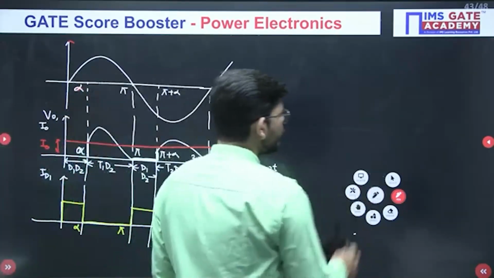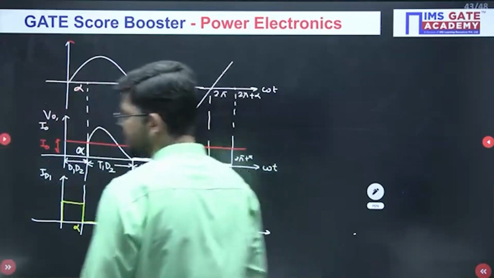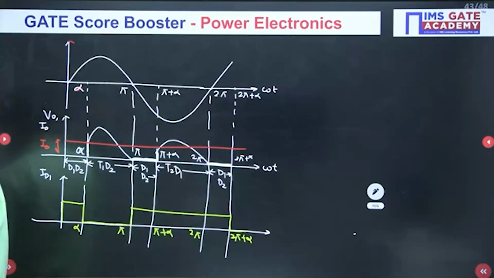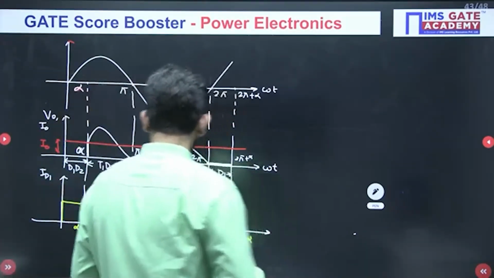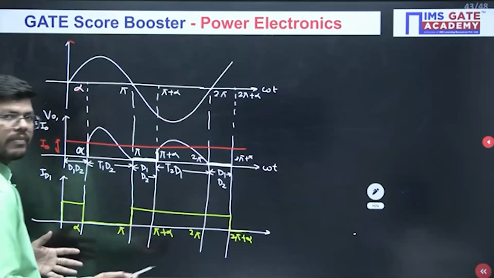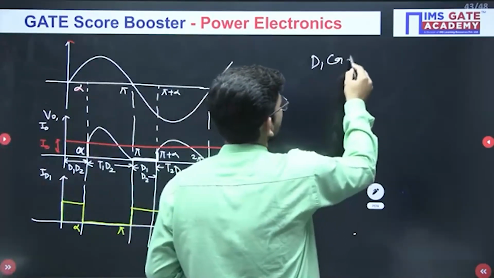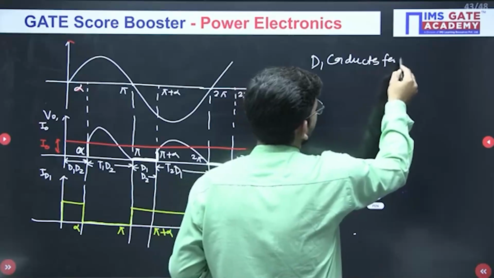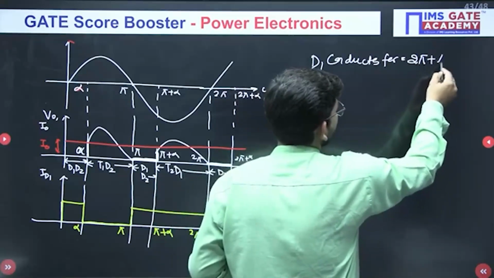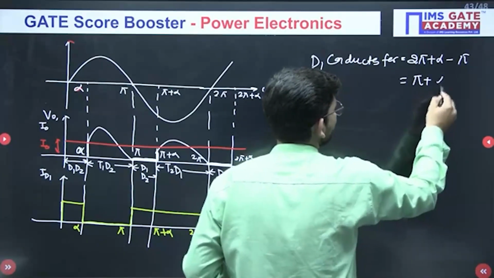So now if I ask you, in a 2 pi cycle, for what duration is our diode D1 conducting, what will be your answer? In a 2 pi cycle, D1 is conducting for pi plus alpha, yes or no? Isn't it? Just see. So D1 conducts for 2 pi plus alpha minus pi, so what I will get is pi plus alpha.